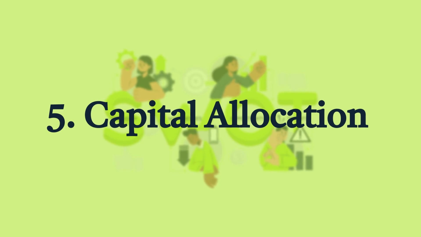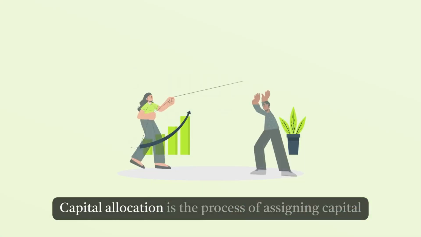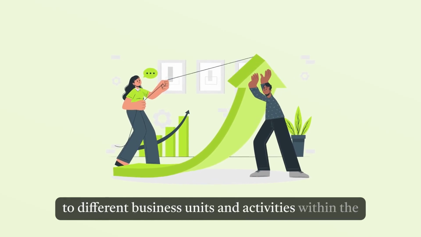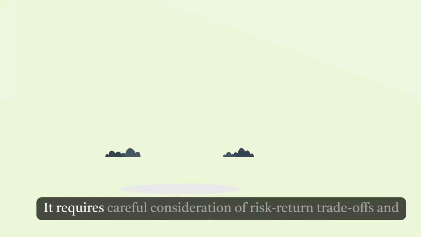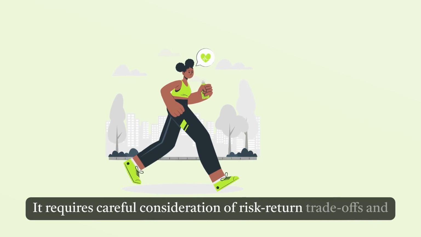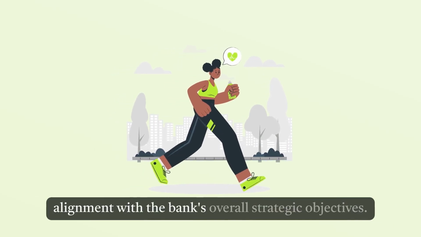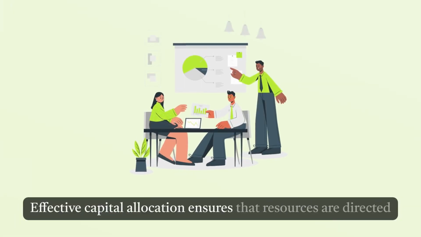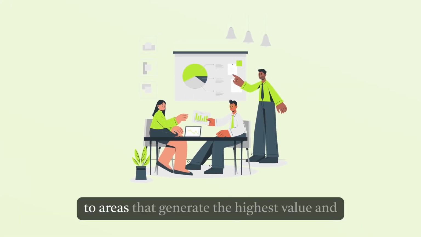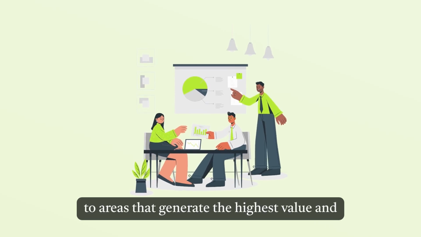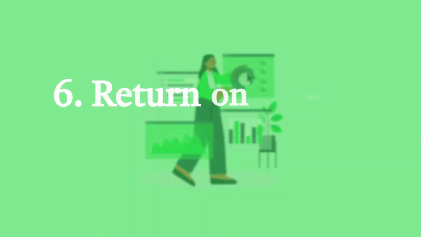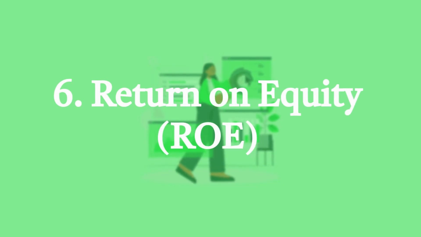5. Capital allocation. Capital allocation is the process of assigning capital to different business units and activities within the bank. It requires careful consideration of risk-return trade-offs and alignment with the bank's overall strategic objectives. Effective capital allocation ensures that resources are directed to areas that generate the highest value and contribute to sustainable long-term growth.